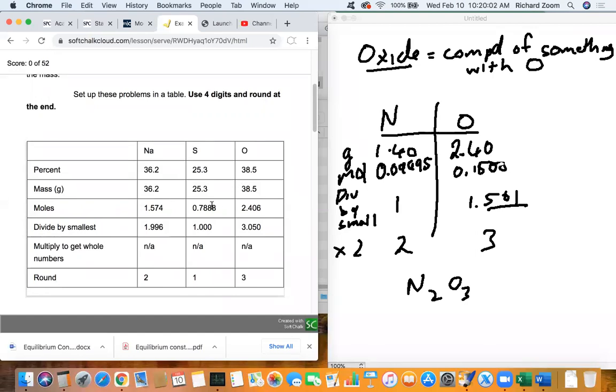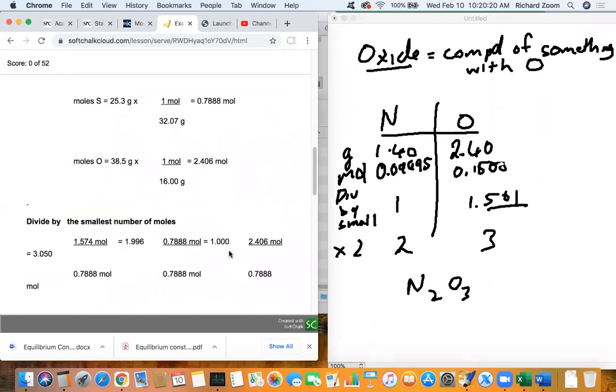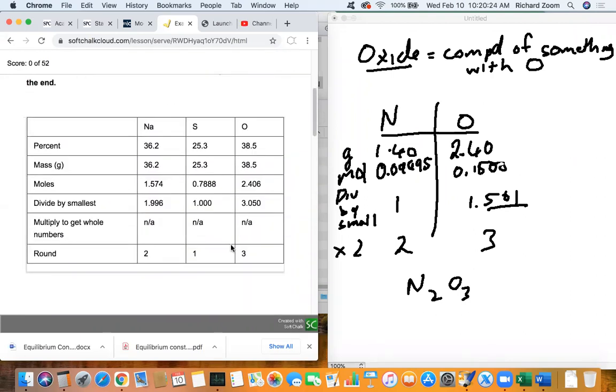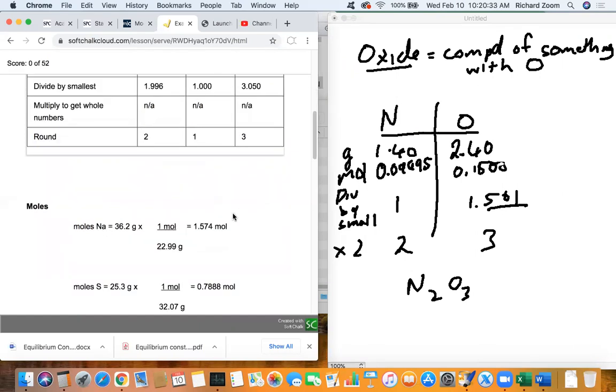We divide by the smallest. In this case, that's the sulfur, 0.7888, which comes out to be 1.996, 1.000, and 3.050. And when we round those numbers, because we don't have to multiply them at all, we get Na2SO3 as our final answer. Does anybody have any questions about how we deal with percentages? It's pretty much the same as what we just did. Just one little extra step in there. Okay.